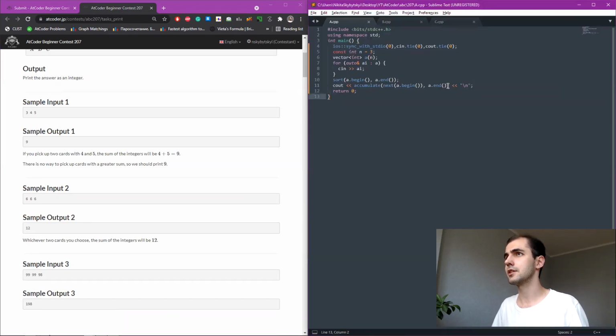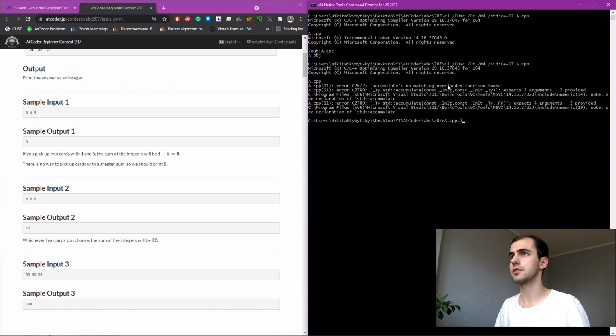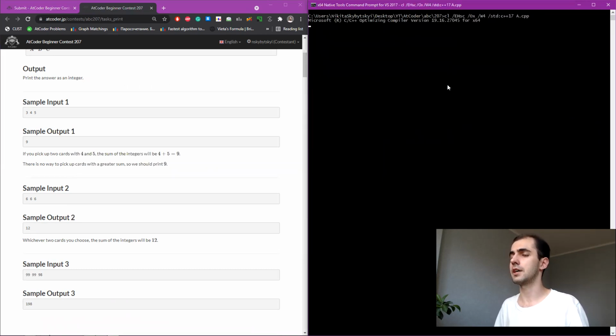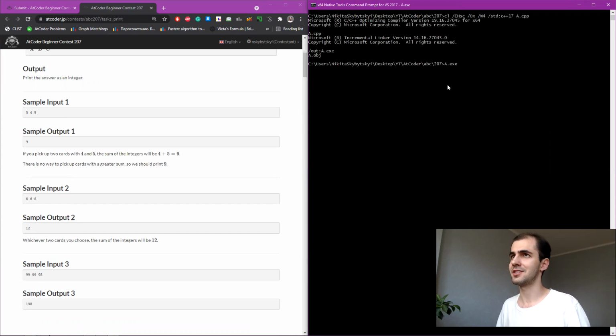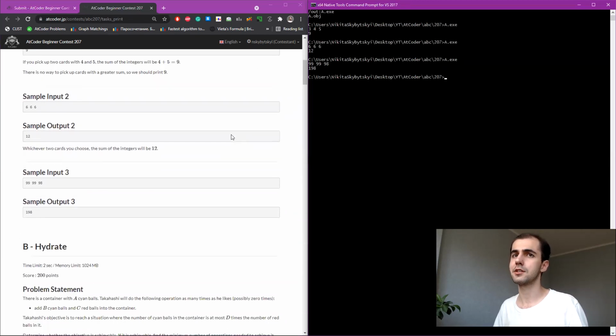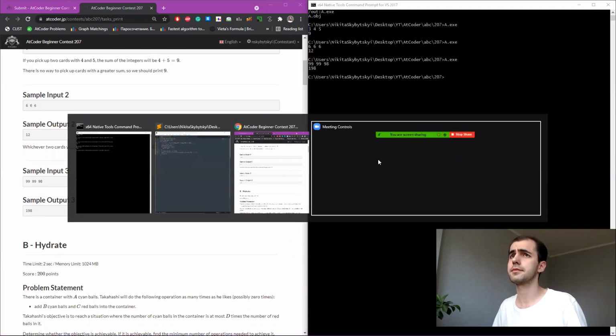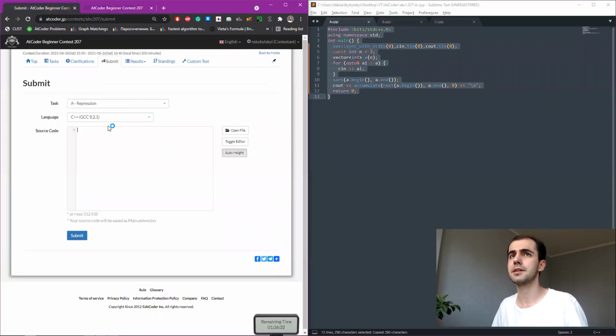Accumulate also takes a fourth argument, which denotes the starting value in case you want to compute products, and obviously you can't use 0 as a starting value for product, right? Because you've got to use 1. In general, you have to use a neutral or identity element, as they call it. As we just saw, it passes samples, so let's submit.